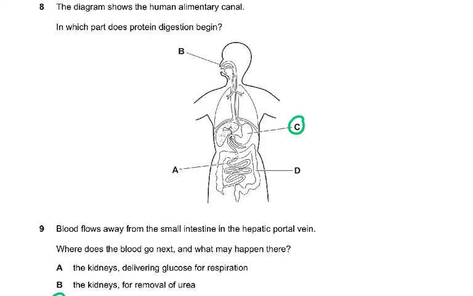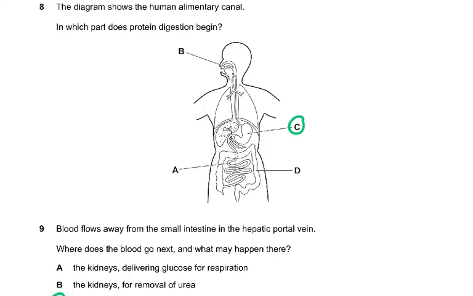And the pepsin starts digesting the protein to peptides. So which part does protein digestion begin? You had a piece of chicken and you had a piece of bread. The bread will start to be digested in your mouth when you're chewing it, but not the chicken. The chicken will start being digested in the stomach, and that is the C part of the syllabus.